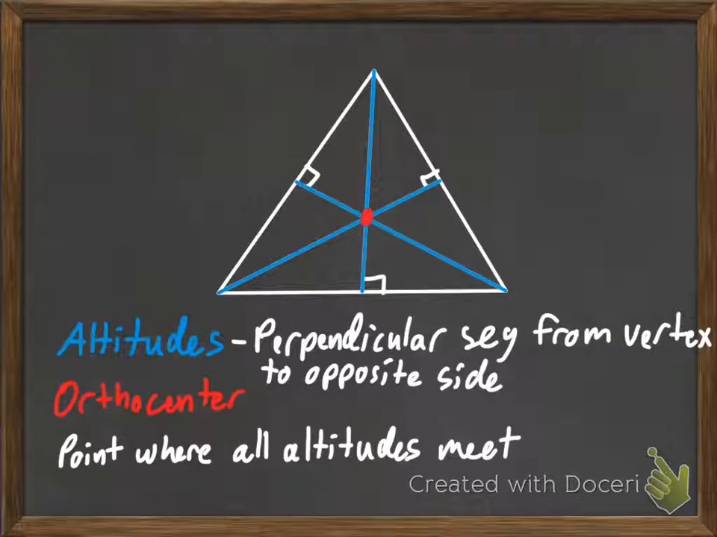So we have a triangle here and we have the altitudes in blue. The altitudes are the perpendicular segment from vertex to the opposite side. So it's a segment that goes from one angle to the opposite side and it is perpendicular, creates that right angle. The orthocenter is the point where all the altitudes meet. So this is the point where all those altitudes in that triangle are going to meet together.